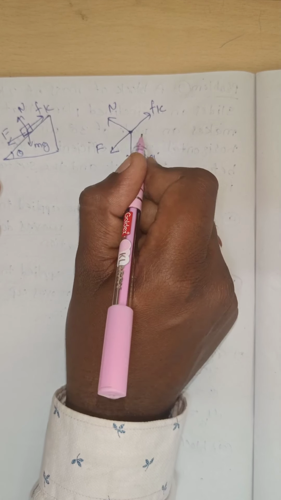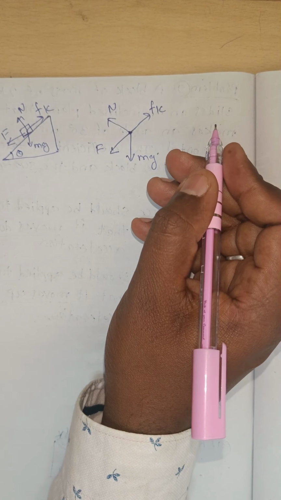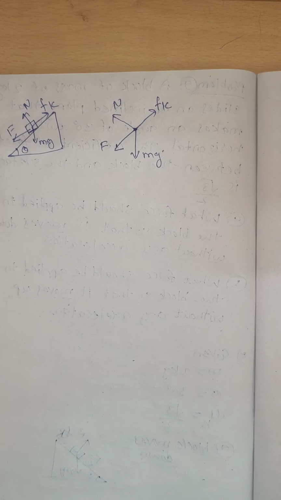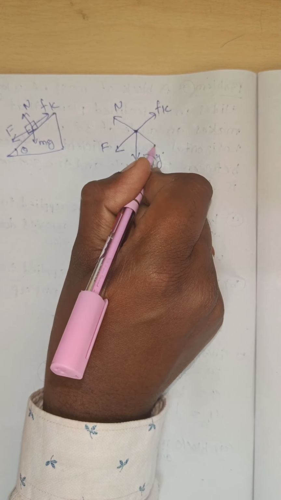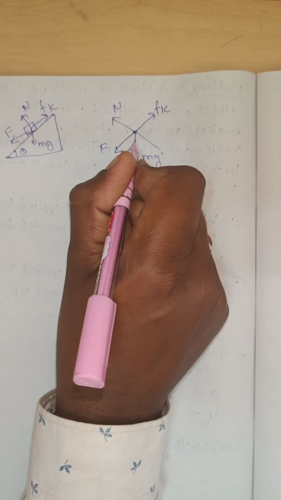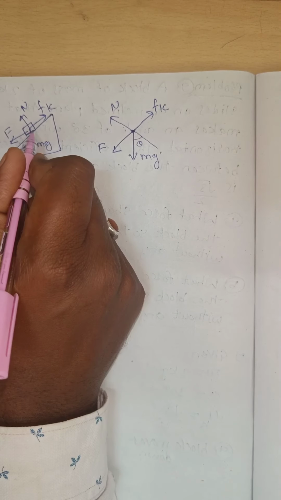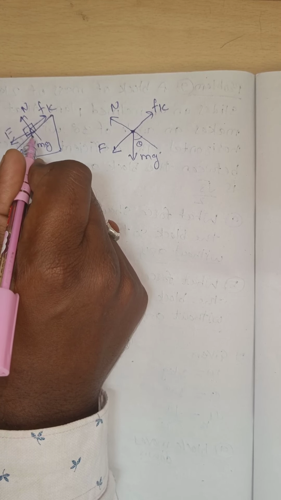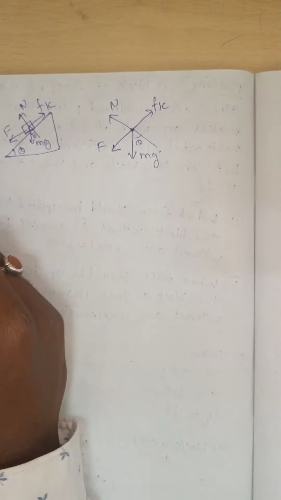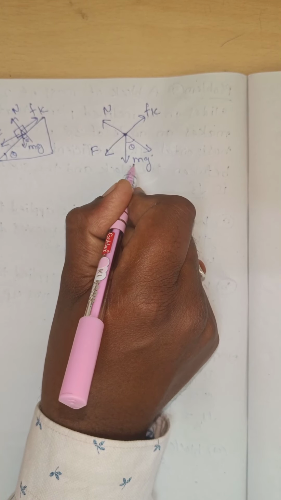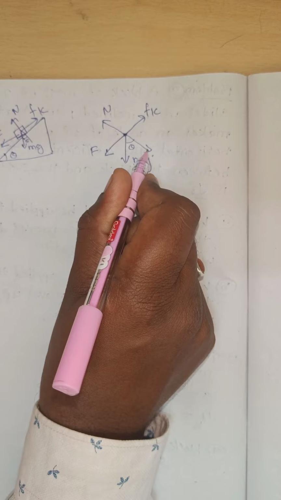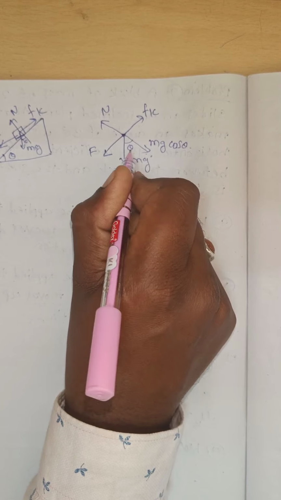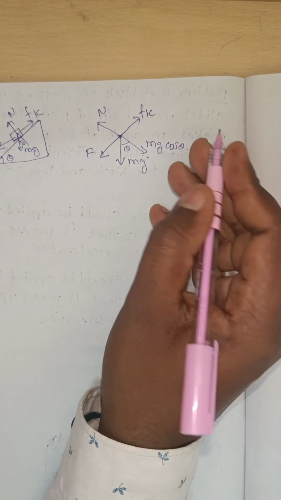Now here, this is gravitation, and this is opposite in direction to the normal reaction. This angle is theta. This is the normal, and this angle is theta, therefore this angle is also theta. Therefore this is mg, and the component opposite to the normal reaction we write as mg cos theta. This is the adjacent side of angle theta, therefore this is mg cos theta.